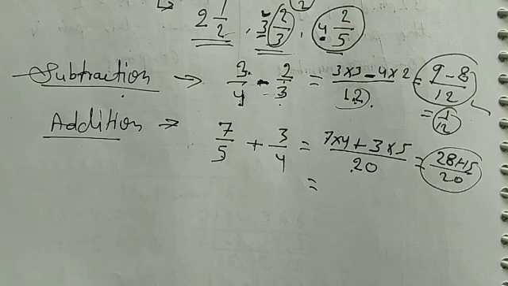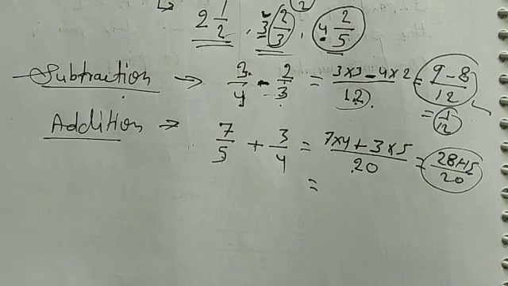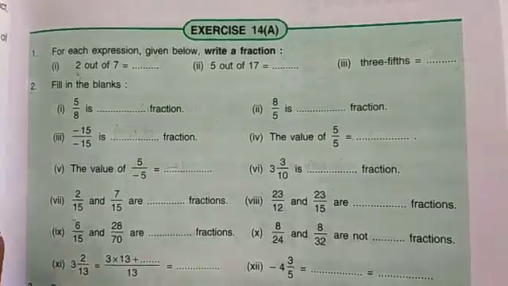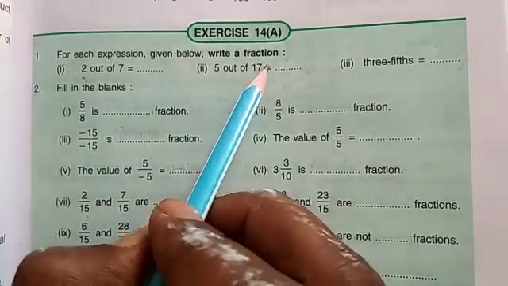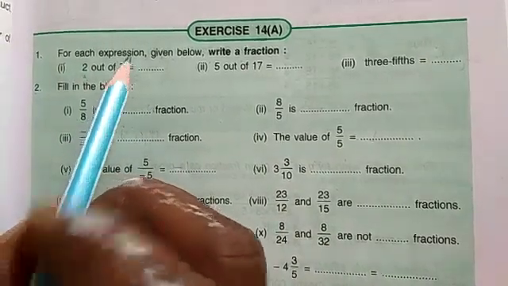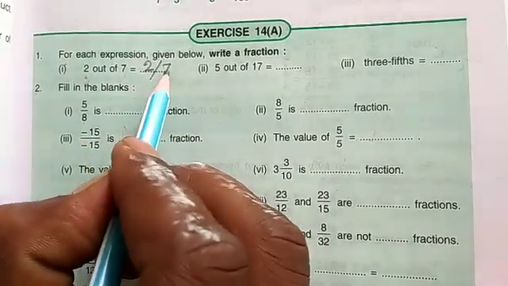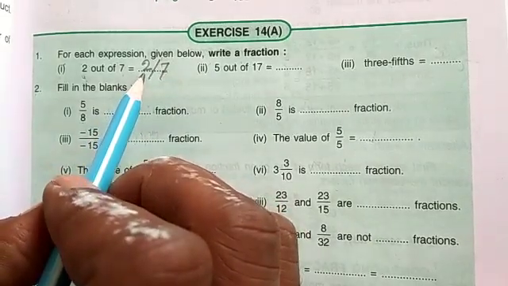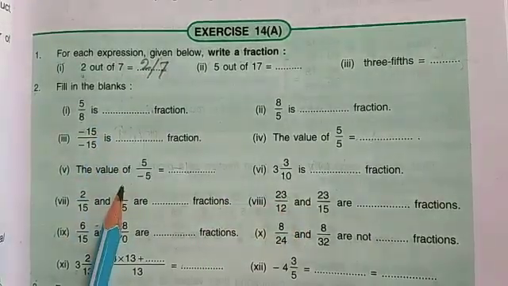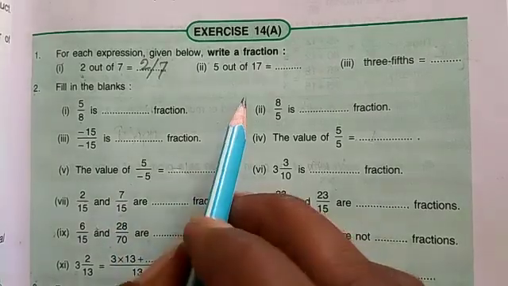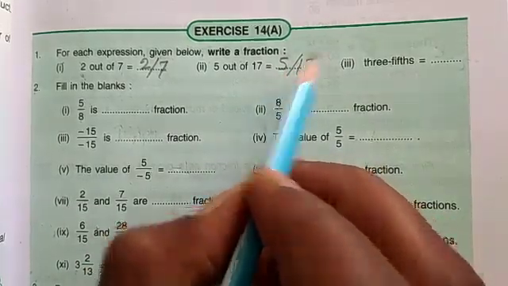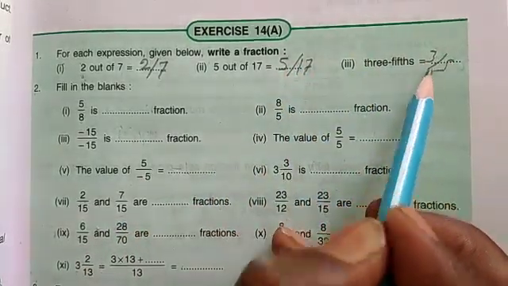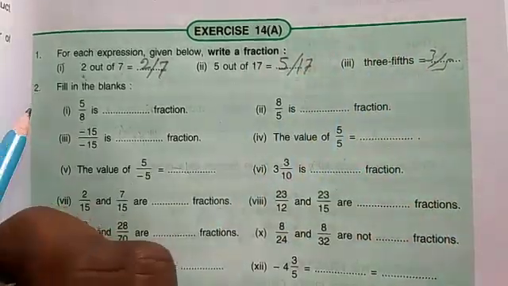After these fundamental concepts, we will start the exercises. First of all, we will start exercise 14a. Question number 1: for each expression given below, write a fraction. This is 2 out of 7. And 5 out of 17, meaning numerator is 5 and denominator is 17. Then 3 upon 5.